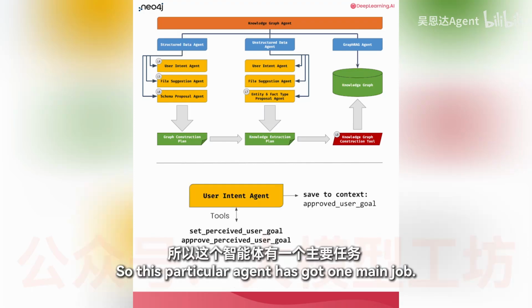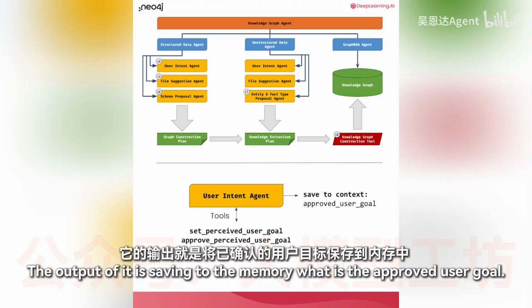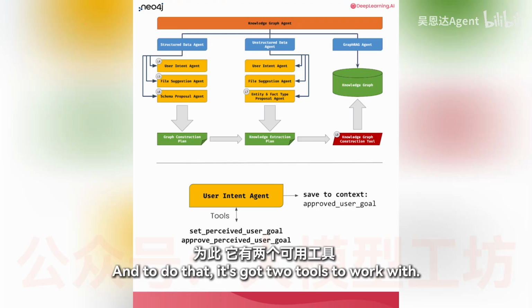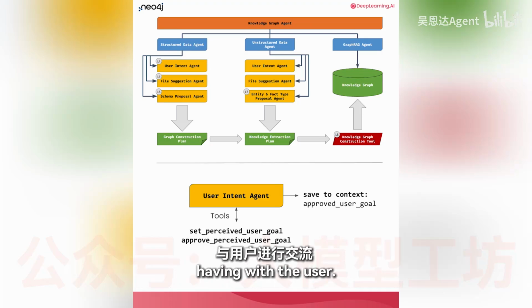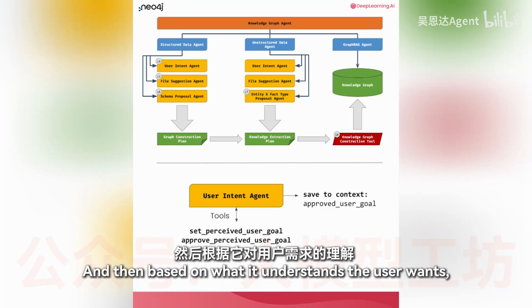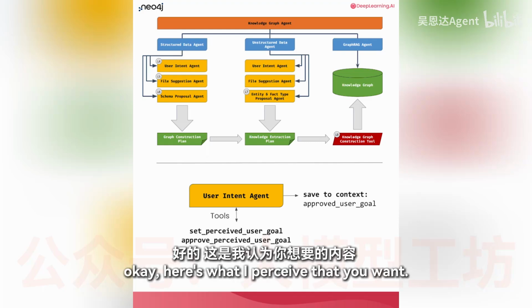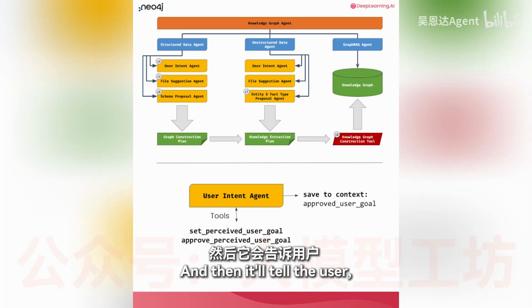So this particular agent has got one main job. The output of it is saving to the memory what is the approved user goal. And to do that, it's got two tools to work with. It has one tool where it first perceives what is the user's goal based on some interaction during the conversation it's having with the user. And then based on what it understands the user wants, it's only able to say, okay, here's what I perceive that you want. And so it's going to call a tool for actually capturing that. And then it'll tell the user, here's what I think you want.